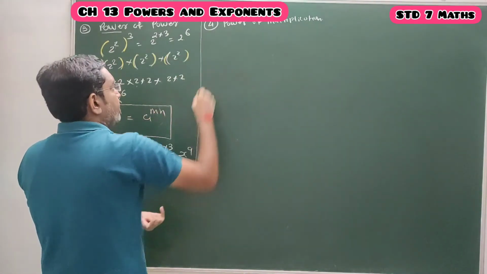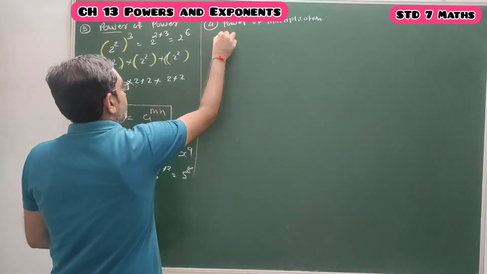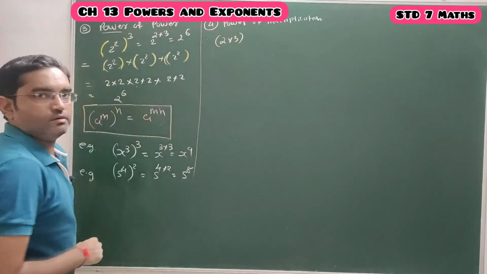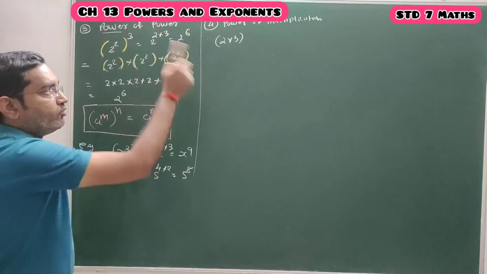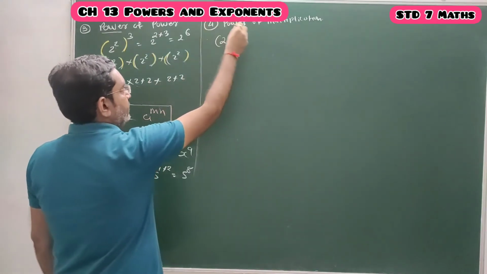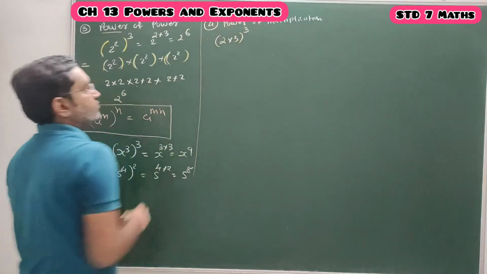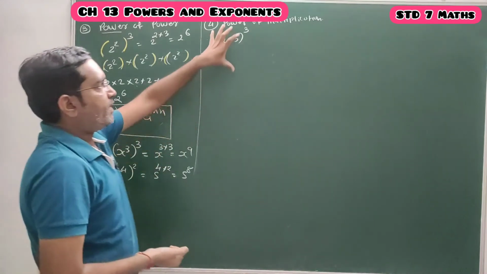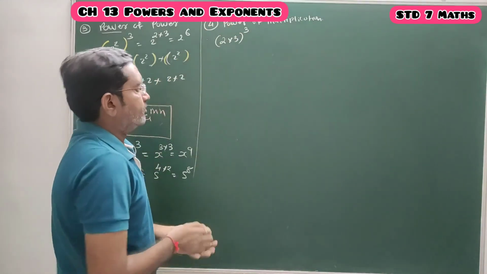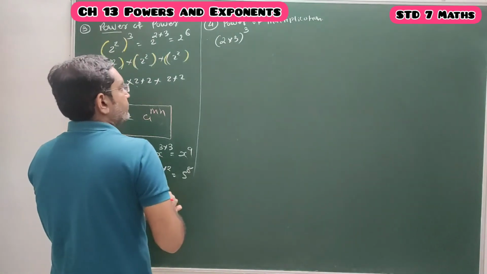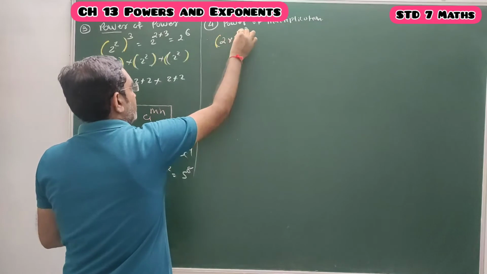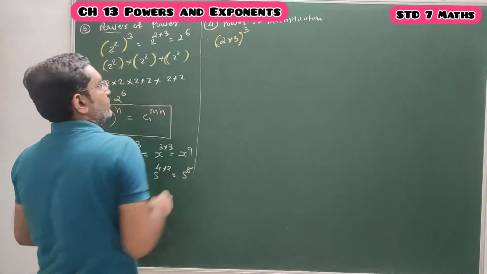So power of multiplication is nothing but, for example, we are given 2 into 3. So this is one multiplication. Power of multiplication, so the power of a multiplication. Suppose 3 is there, so this is known as power of multiplication. So here, this is one power form. In this power form, the base is multiplication. Multiplication means multiplication of these two numbers, 2 and 3, and its power is 3.